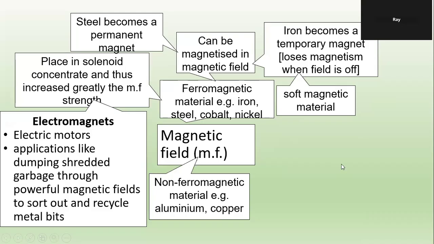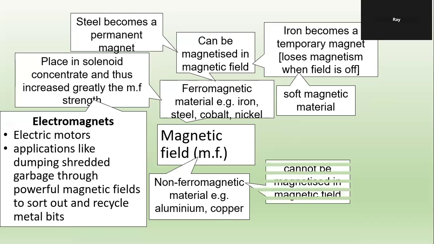Non-ferromagnetic material, for example aluminum and copper. Remember, not all metals are ferromagnetic material. Right? Copper and aluminum are non-ferromagnetic material, they cannot be magnetized in a magnetic field.